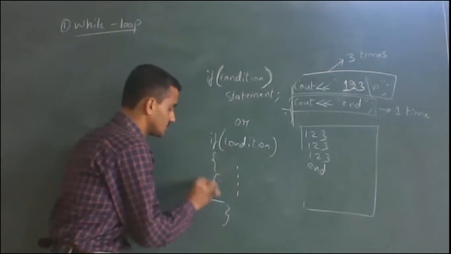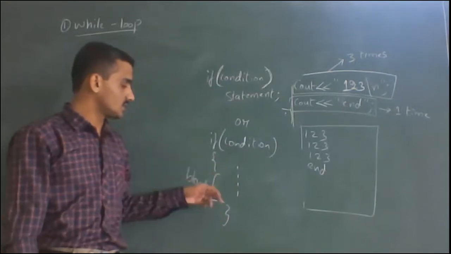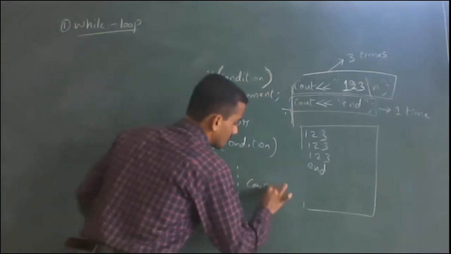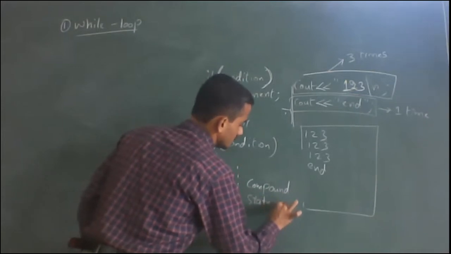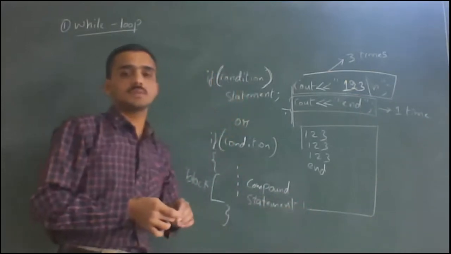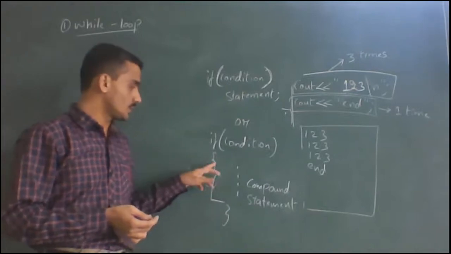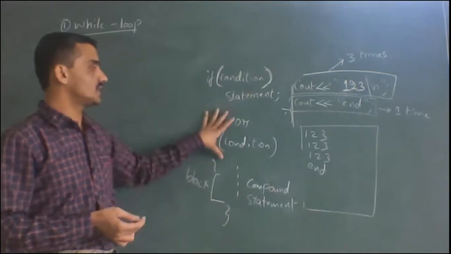So this is called a block. When you write the statements within an opening brace and closing brace, that is called a block, or a compound statement. For 1 mark, you may expect this question: what is a compound statement or what is a block? If more than one statement is enclosed in an opening brace and closing brace, that is called a block or compound statement. So these two syntaxes we have.